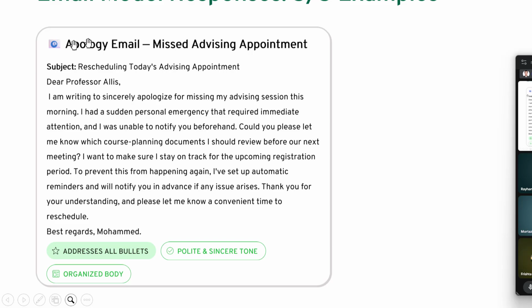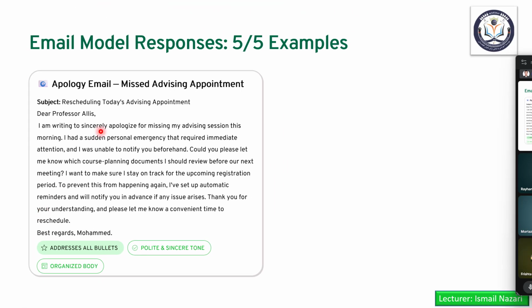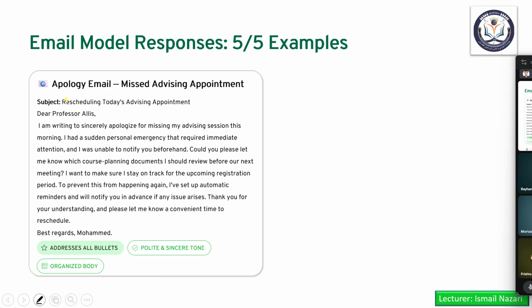So it has all the parts we discussed. Let's go ahead with all the parts we discussed. First of all, it was subject line. Does it have a subject line? Yes, it is the subject line. Let's get into greeting. Does it have a greeting? Yes. Is it formal or informal? It's formal. Then the first sentence to indicate the purpose of the email. Yes, we have. I'm writing to sincerely apologize for missing my advising session. It shows the purpose.